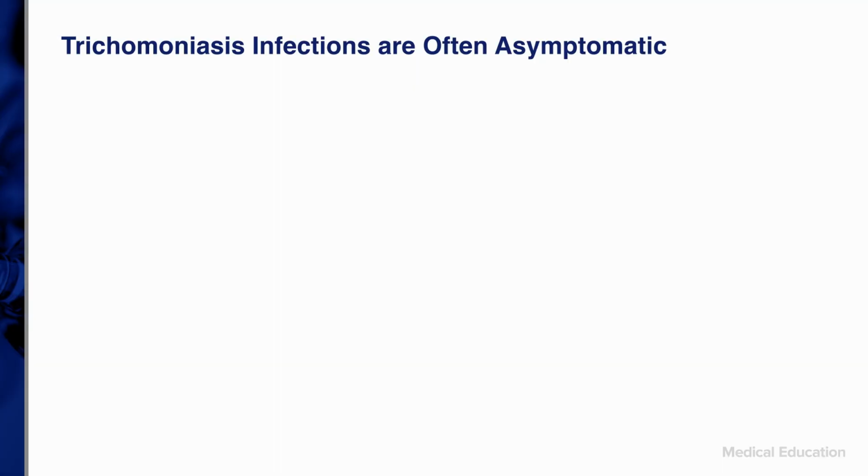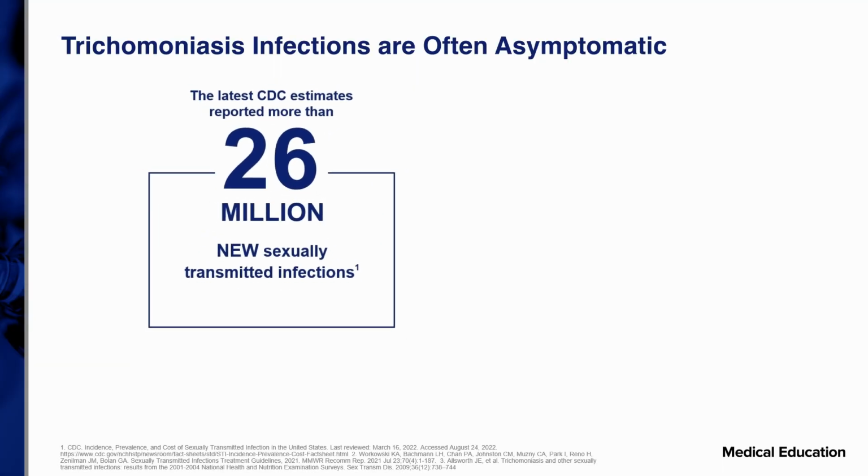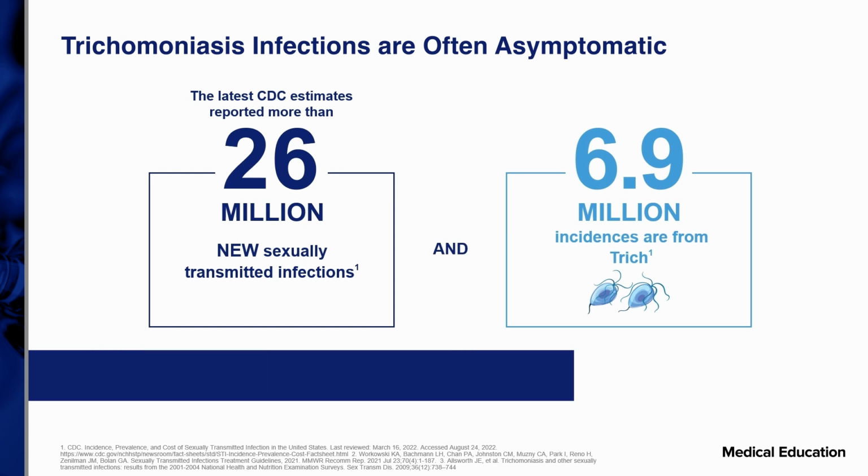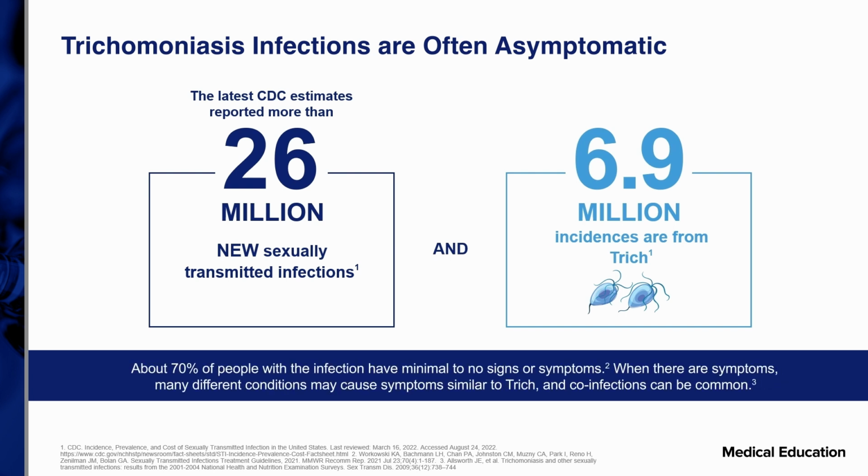The 2022 CDC estimates of sexually transmitted infections report an increasing trend of overall 26 million new infections in 2018, with an increased incidence of 6.9 million from Trichomonas alone. However, one thing to keep in mind is that Trichomonas can be largely asymptomatic, and most individuals don't even realize that they have symptoms, or they have symptoms that may overlap with other sexually transmitted infections. And co-infections with chlamydia, gonorrhea, HIV, HSV, and syphilis can also be pretty common.